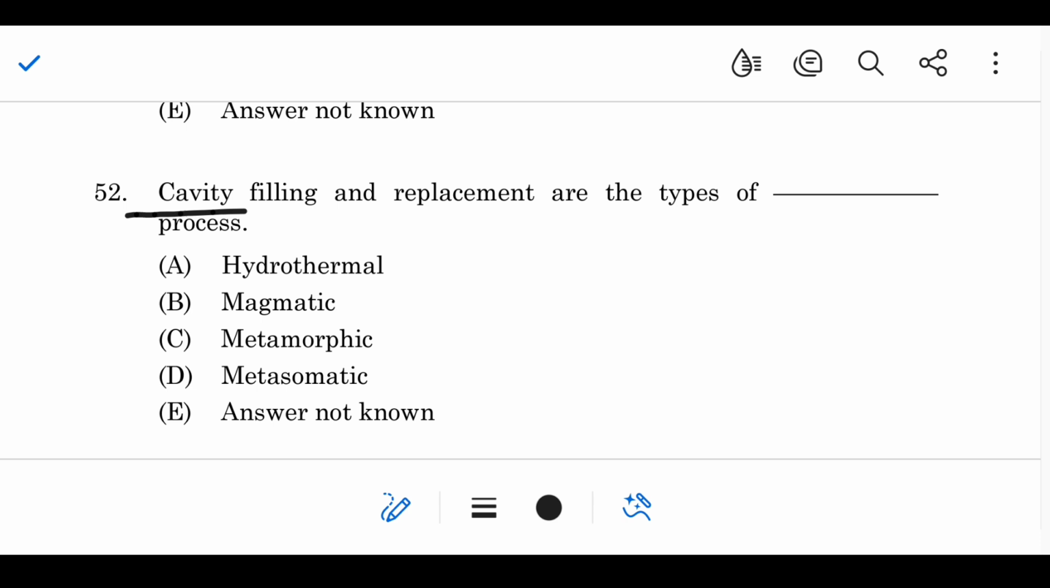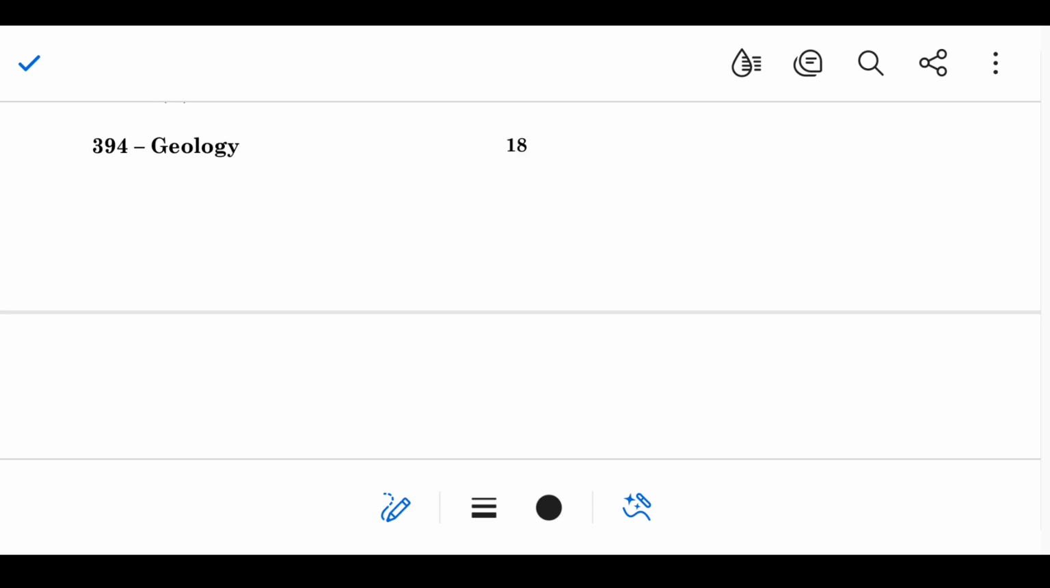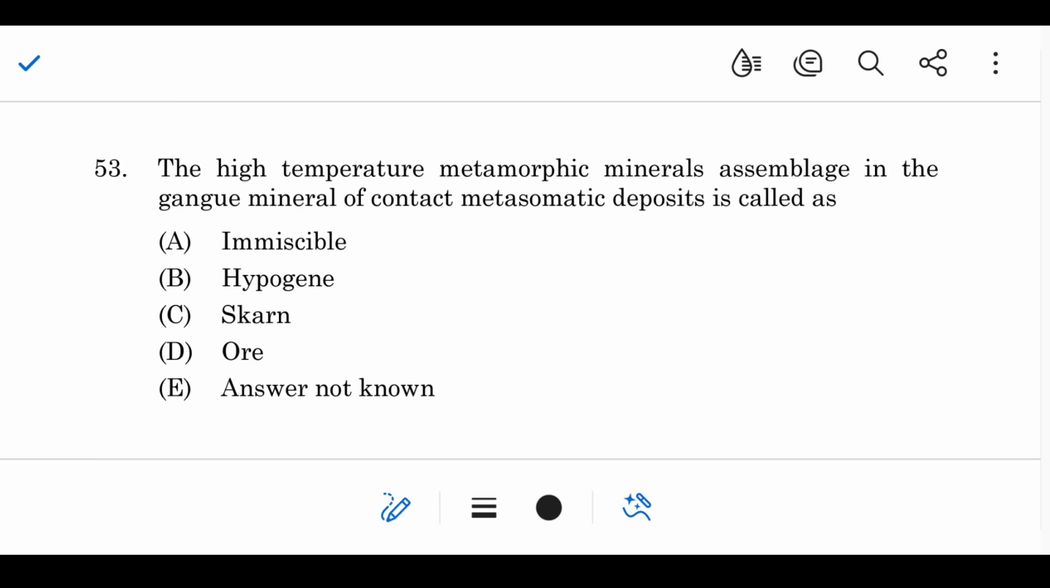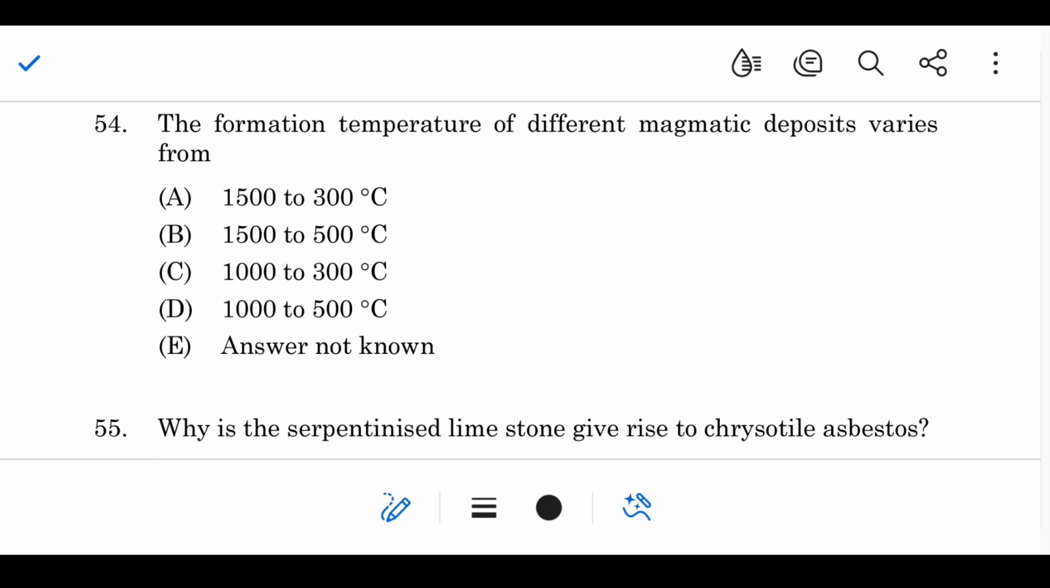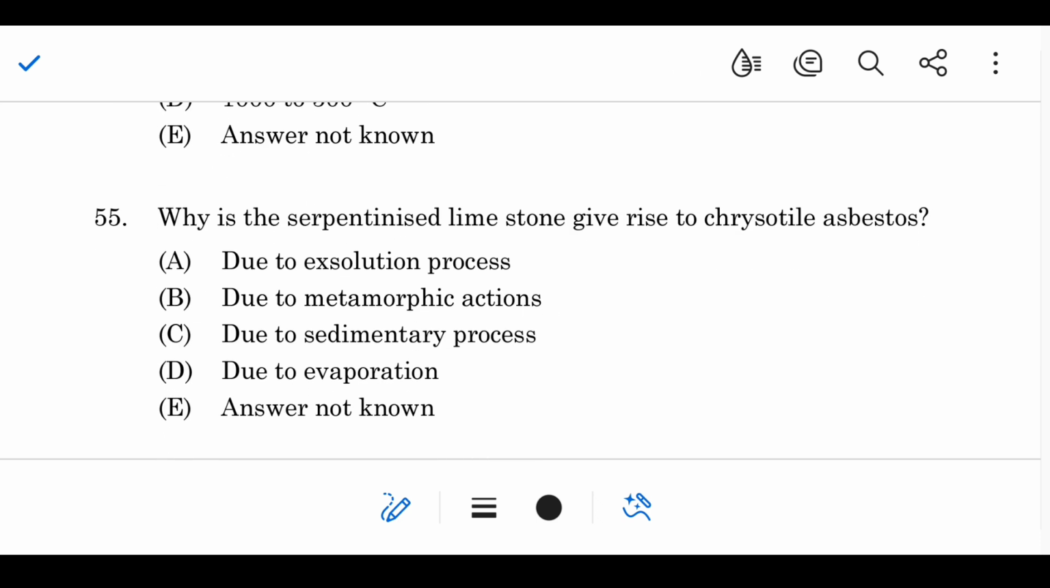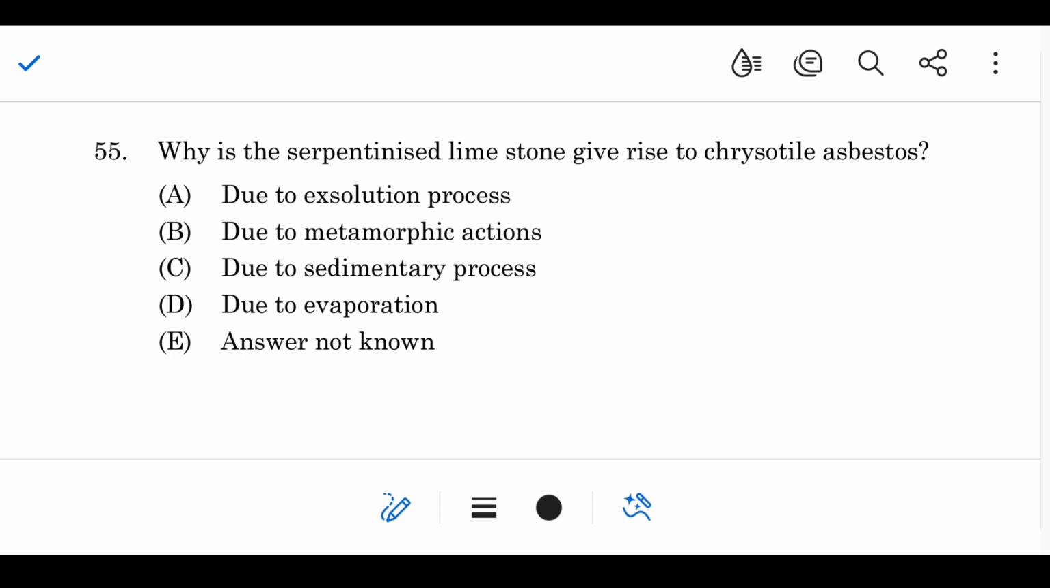Next, 52. Cavity filling and replacement are types of process. Cavity filling is a hydrothermal process. The high temperature metamorphic mineral assemblage in the gangue mineral of contact metamorphic deposit is called skarn. The formation temperature of different magmatic deposits varies from 1500 to 300 degrees Celsius. Serpentinization of limestone gives rise to crystalline asbestos due to metamorphic action.